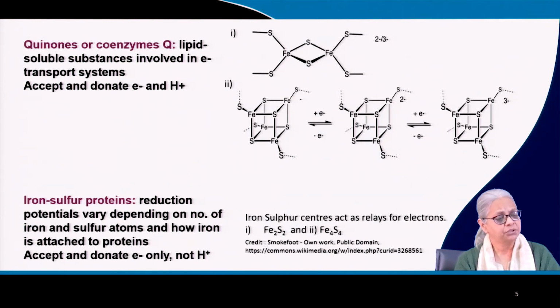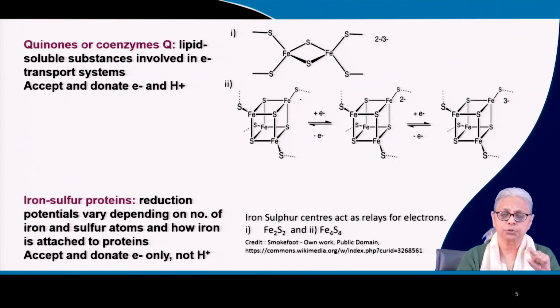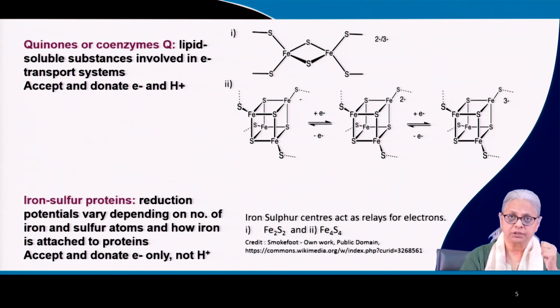So I already mentioned that we have quinones, which are also called coenzymes Q. These are lipid soluble substances. So you can understand that the lipids within the plasma membrane are where these enzymes can be found literally, and they are involved in the electron transport system. So they can accept and donate both electrons and protons.